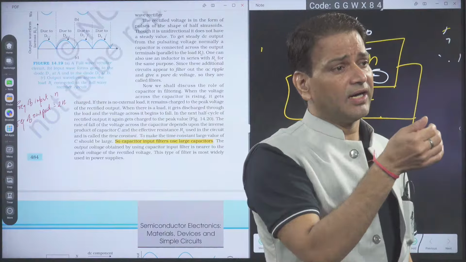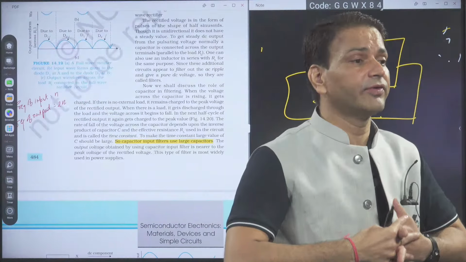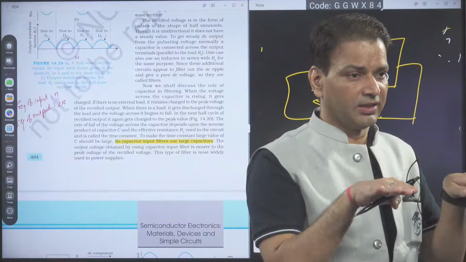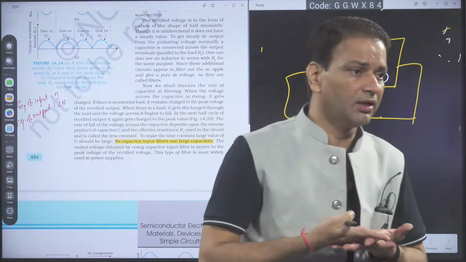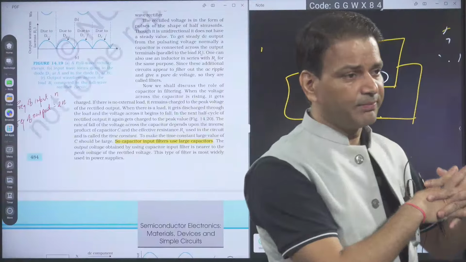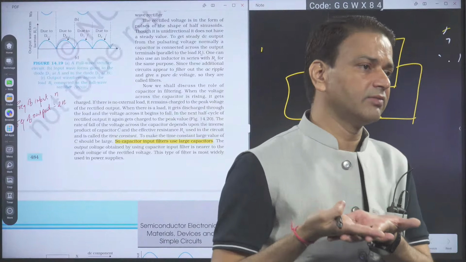So in the rectifier circuit, we use a filter circuit. The filter circuit is used to remove the ripples. In the filter circuit, we use a capacitor, which we connect in parallel, or we use an inductor, which we connect in series with the load.